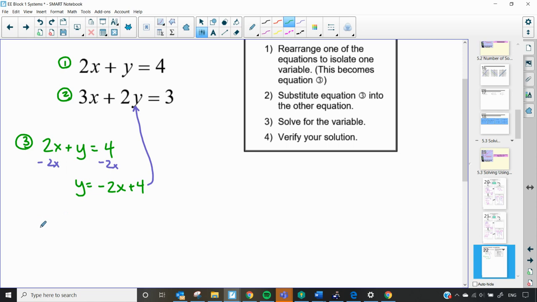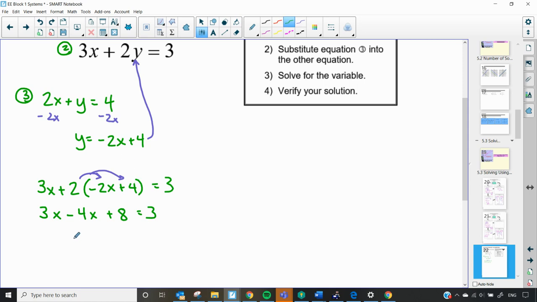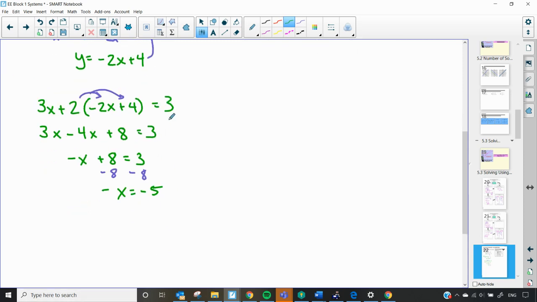So writing this step out here, we're going to have 3x plus 2. But now instead of writing y, we're going to write negative 2x plus 4 equals 3. So we've got 3x distributing throughout. We're going to have 2 times negative 2x and 2 times 4. So we have 3x minus 4x plus 8 equals 3. And 3x minus 4x is negative x plus 8 equals 3. We can subtract 8 from both sides. And that gives me negative x equals negative 5. And dividing by negative 1 on both sides, that gives me x equals 5.